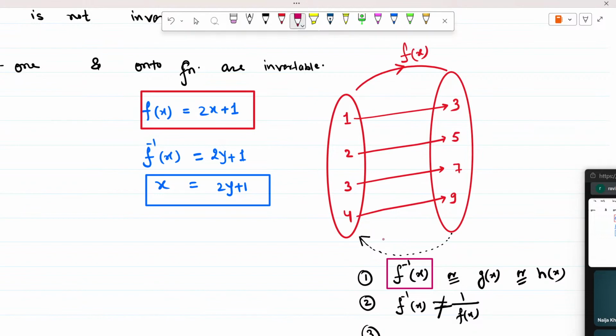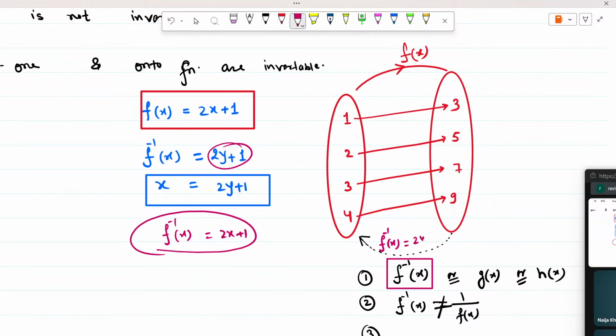So you are telling me that f inverse x should be equal to, in terms of x, 2x plus 1, right? You are telling this way that I should get such a rule in which if I put this 3, you should get 1. Am I right? If I put this 5, you should get 2. If you put this 7, you should get 3. Am I right? So do you think that this is working?